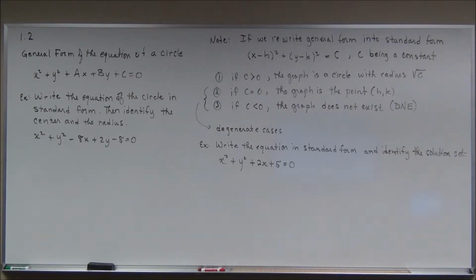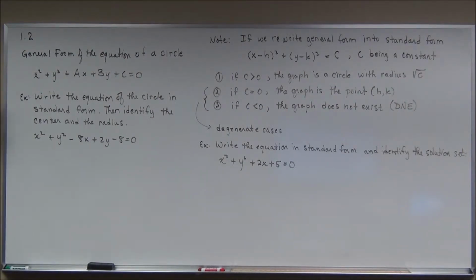Finish up this section on circles. We talked about standard form or center radius form. We have a second way to write out our equation called general form of the equation of the circle. And you'll notice here x squared plus y squared plus ax plus by plus c equals 0, where a, b, and c are all real numbers.